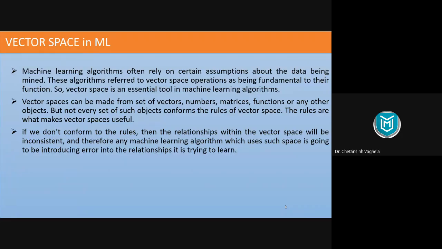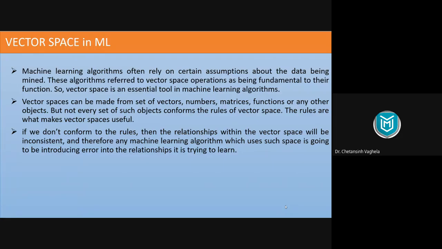Now, as I told you earlier, vector spaces can be made from vectors, numbers, matrices, functions, or any other objects. So here in general, we will use the word object. Object is a general word. That object can be a number, a vector, a matrix, a function, or anything else. And if that set of objects satisfies certain rules, then we can say it is a vector space. Right? So not every set of objects conforms to the rules of vector space.